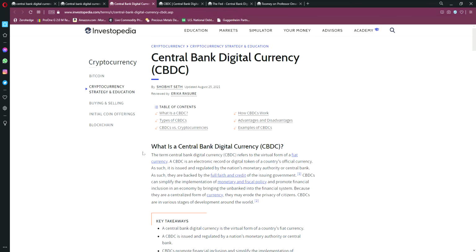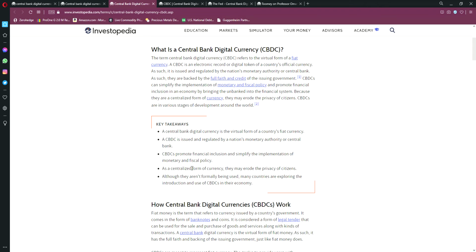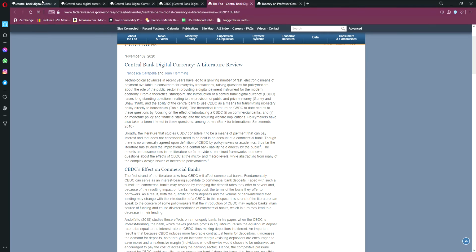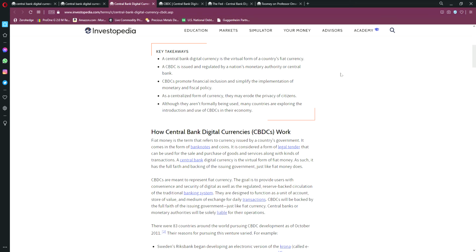So, again, let's just really quick recap on those key takeaways here. A central bank digital currency is the virtual form of a country's fiat currency. Well, we looked at examples of that, right? So Investopedia is right. A CBDC is issued and regulated by a nation's monetary authority or central bank. Yep. CBDCs promote financial inclusion and simplify the implementation of monetary and fiscal policy. As a centralized form of currency, they may erode the privacy of citizens. Although they aren't formally being used, many countries are exploring the introduction and use of CBDCs in their economy.